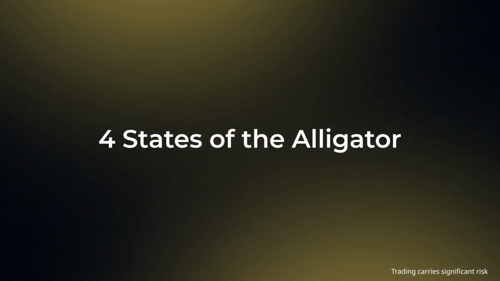4 states of the alligator. The first will be sleeping. We refer to sleeping when the lines converge or when they're intertwined. That's when the market is ranging with no clear trend. The second state is waking. That is when the jaw, the lips, and the teeth start opening up, and I suspect this is where the name alligator comes from, because you can imagine an alligator's mouth. They lie in the sun the whole day with their mouths open, so that is what it looks like. So that is the waking moment.